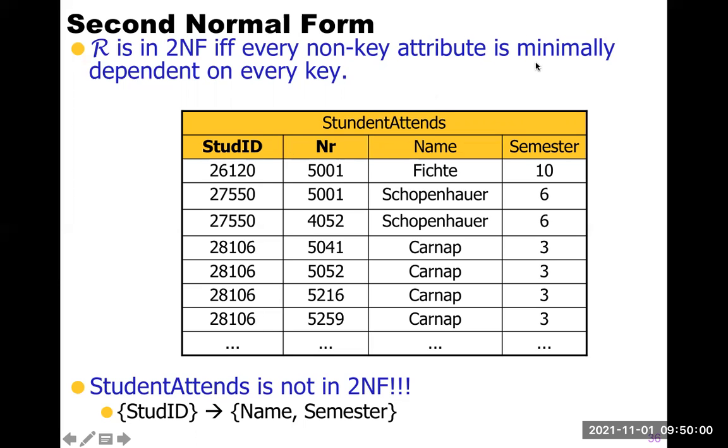What does it mean, minimally dependent? The key is minimal for every non-key attribute. Every non-key attribute depends on the whole key, not on a part of it. That's what minimally dependent means. And the name of the student depends not minimally. We may make the key smaller, only stud ID, and it will still be a key for name and for semester. So that table is not in second normal form, and name and semester depend on stud ID.